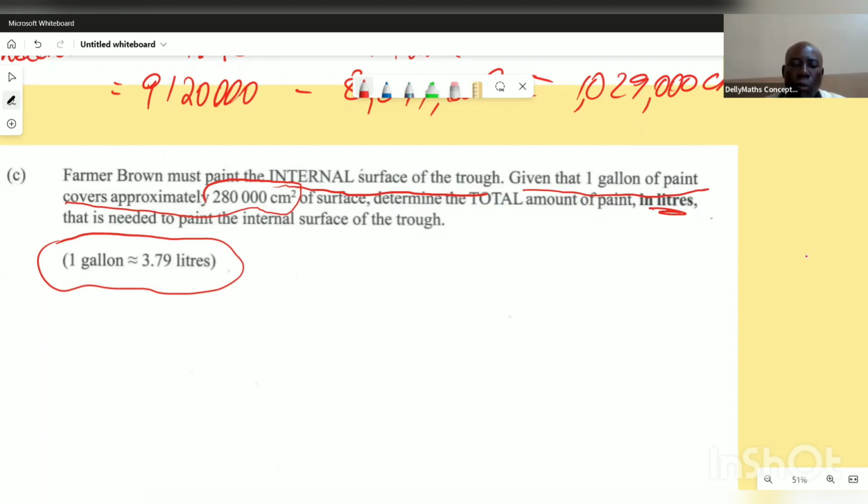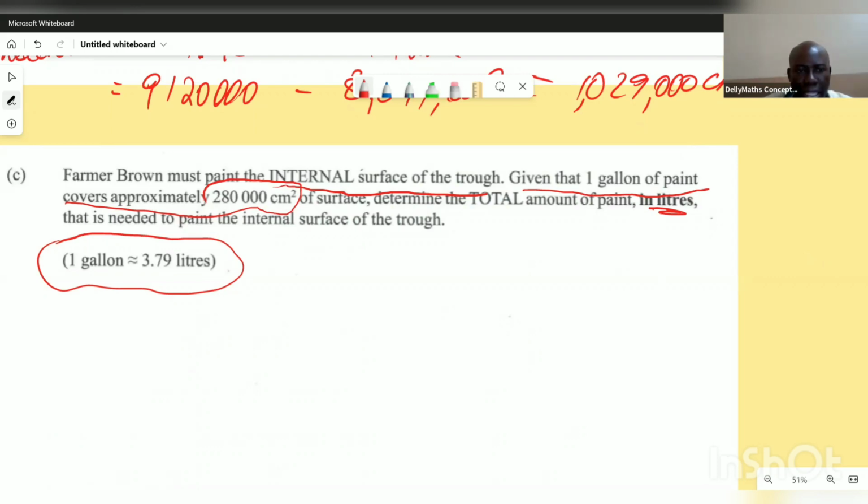What we need to know right now is the total internal surface that needs to be painted. So we're going to have to look at the diagram above and come up with the measurements to get the internal surface. And then from there, we'll use the 280,000 here to work it out. So let's find the internal surface first.